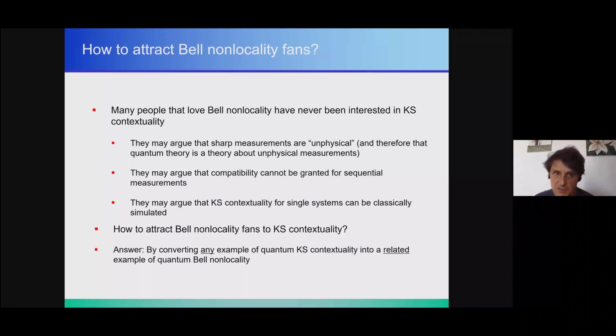By the way, that would mean that quantum theory is a theory about unphysical measurements, because quantum theory is essentially about these measurements. They may also argue that the compatibility needed to define context for sequential measurements on a single system cannot be guaranteed in a sequential measurement experiment. Or simply they may argue that Kochen-Specker contextuality for single systems can be classically simulated.